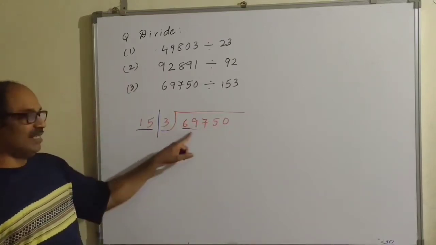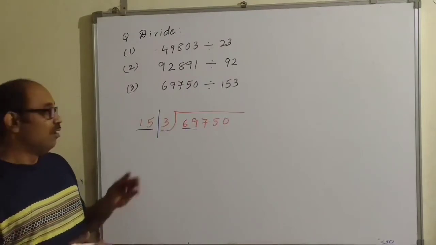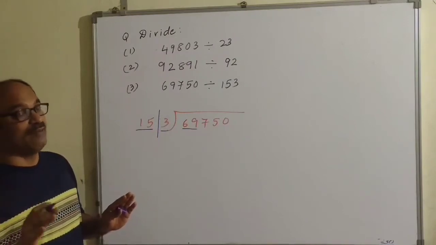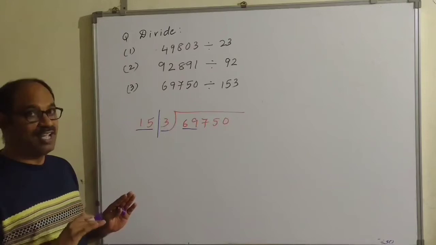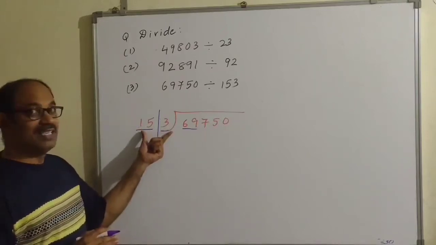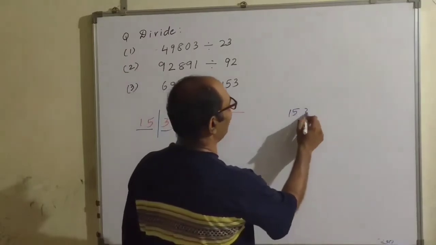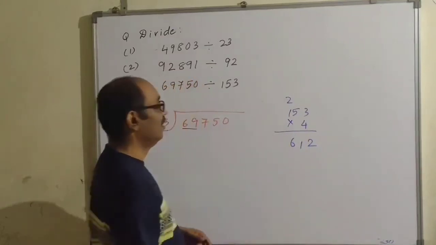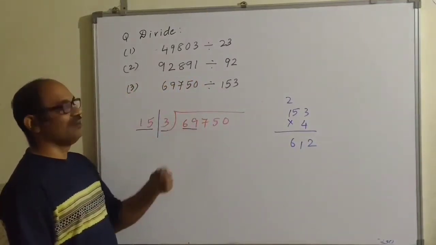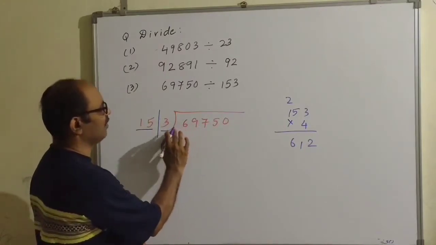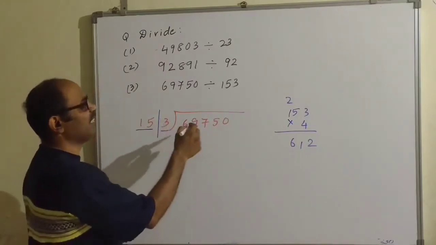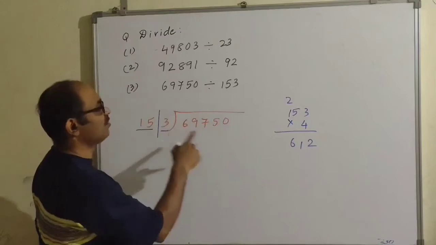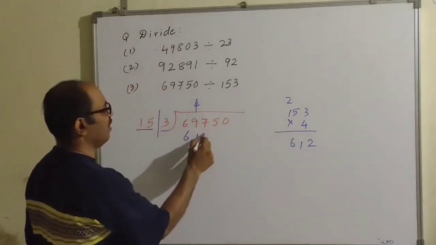So now start saying 15 ones are table till you get 69 or more. 15 fours are 60, 15 5s are 75. 75 is more. So you can't take 15 5s are. So what you should try? 15 fours are. But I don't want 15 fours are. My table is 153. So 153 fours are. 12, 21 and 6. 612. Okay, 612. One digit you have to select. You are taking one extra digit, so one extra digit here also you have to take after that. What is 153 fours? 612.